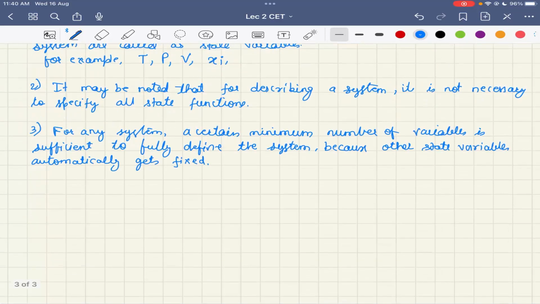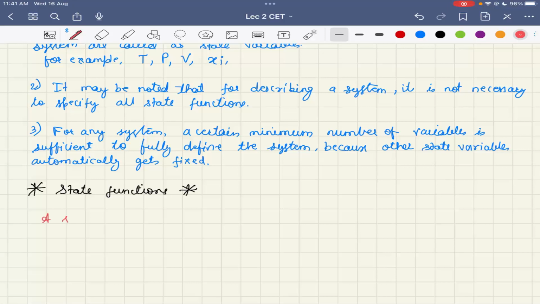So the next topic which we are going to study is state functions. A state function is a property of the system whose value depends only on the state of the system and is independent of the path or manner by which the state is reached. So this is very important, right?